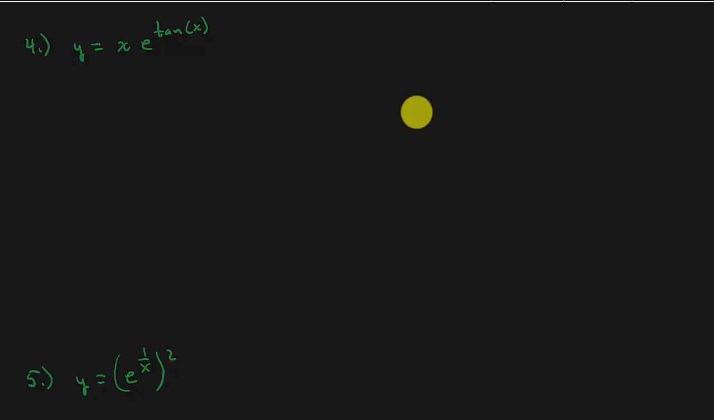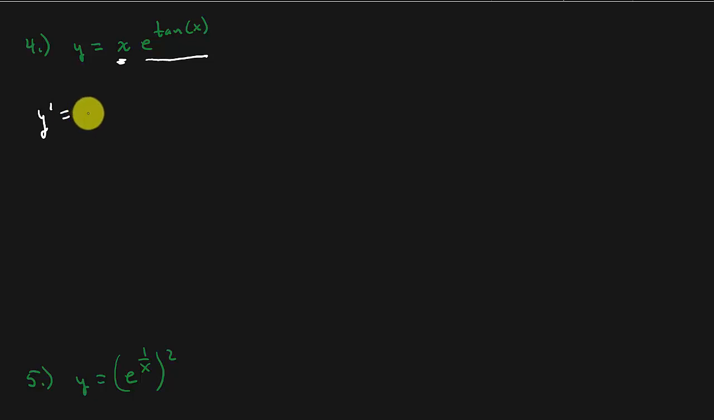Well, for this one, we've got product rule, don't we? We've got this function times this function. x is our first function. e to the tangent x is our second function. And so I get y prime. Remember the product rule. Derivative of the first times the second plus the derivative of the second times the first.